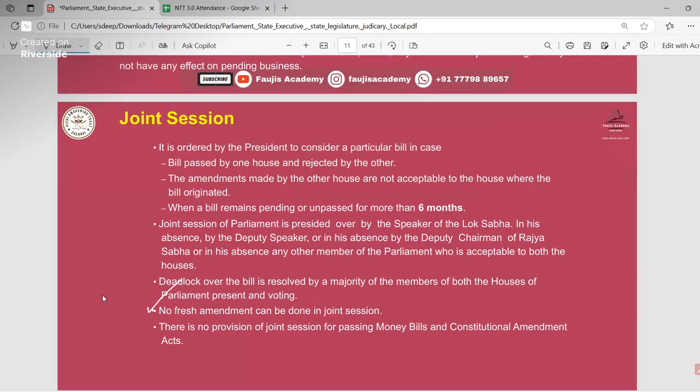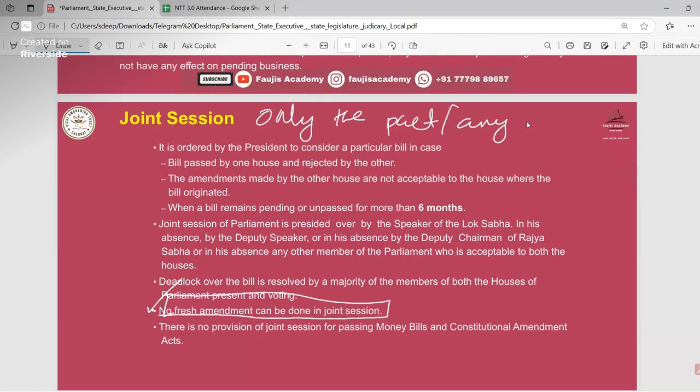So a main point in the joint session is that no fresh amendments can be done in a joint session. Only what has led to a tie or disapproval between the houses can be discussed. No fresh amendments or fresh bill can be brought in the joint session. The existing bill can be discussed, and the part where the tie has been raised, because if an amendment is made to the bill and the original house doesn't accept it, then it's obviously the privilege of the house to discuss those points.